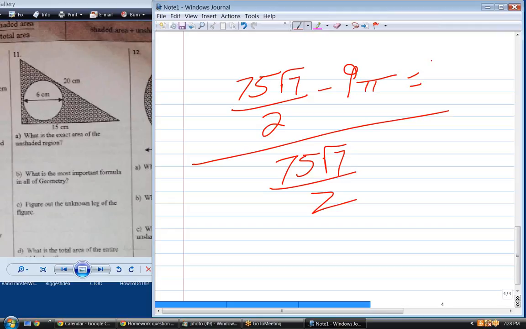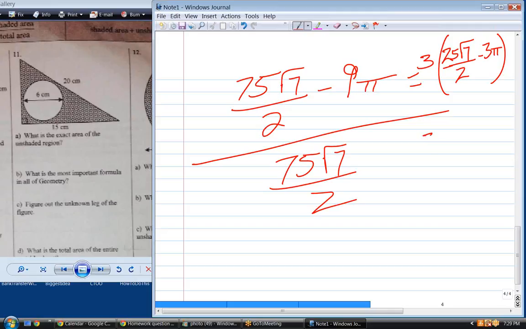Okay, so it would be 3. Now something's going to be left over. In other words, what we're going to do is divide both of these terms in the numerator by 3. So what do you have left over here? 25 root 7 divided by 2 minus 9, or 3 pi. Okay. And that's all we can pull out. We can't do anything else. Can we pull a 3 out from the bottom?